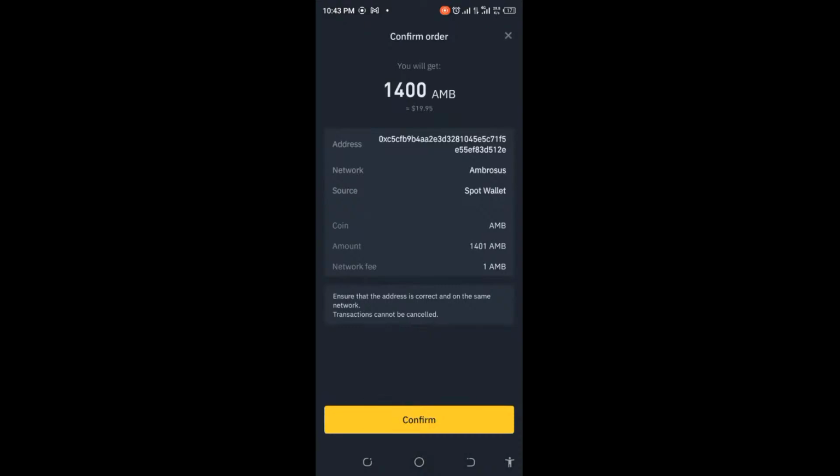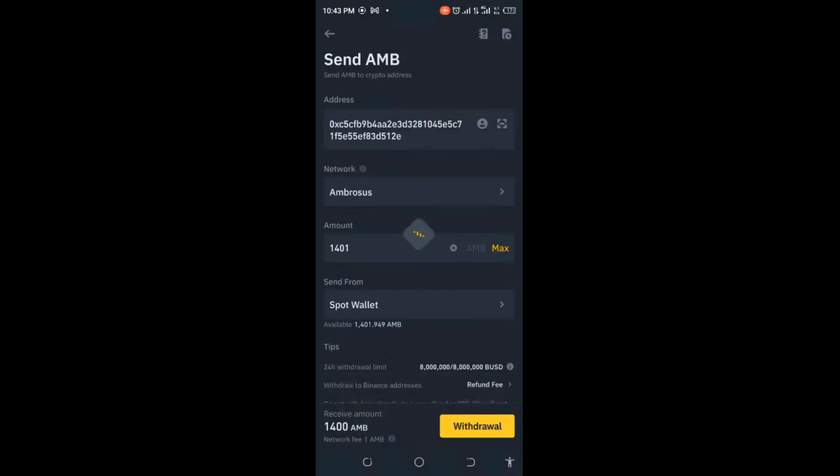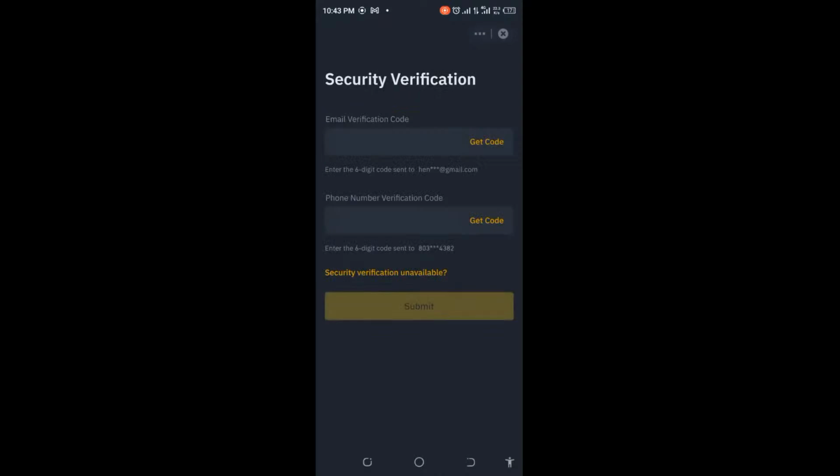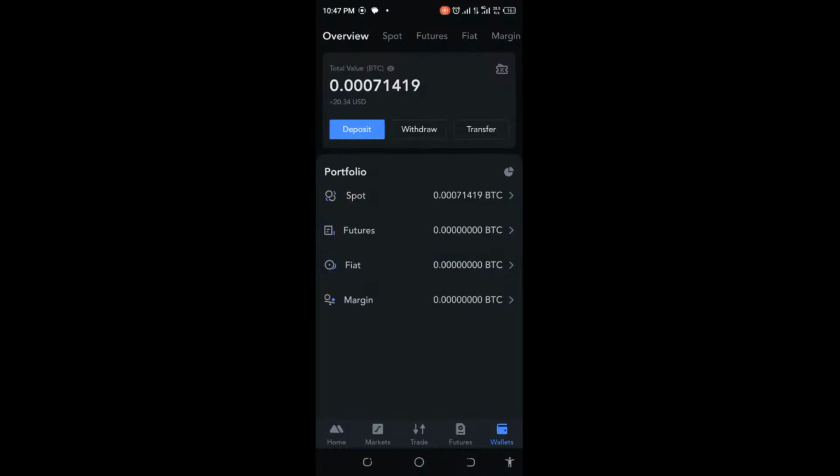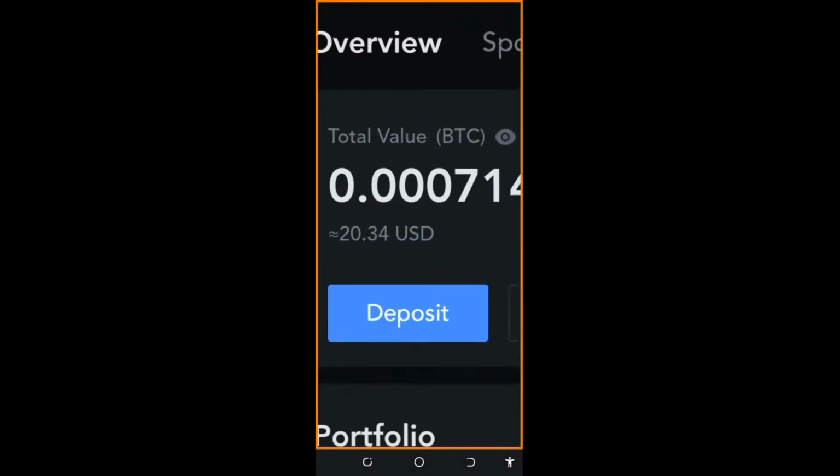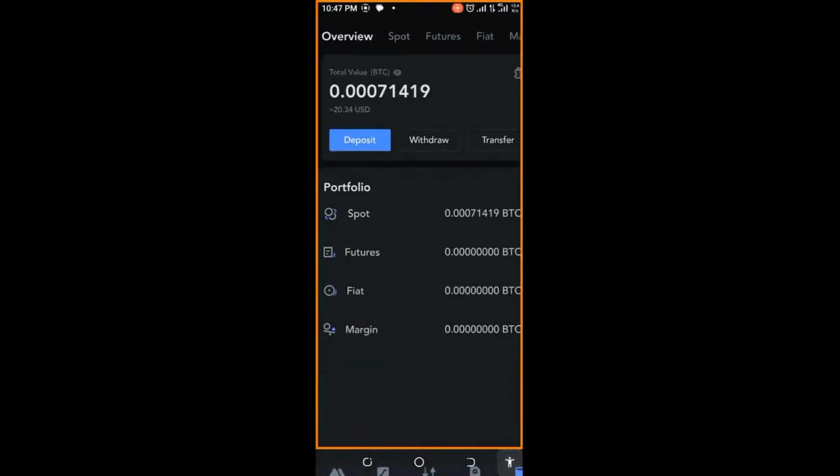I like to take a lot of screenshots. It's very important for analysis. Let's wait and see what it's going to tell us now. Definitely we're going to have to do our verifications, but before it comes up, let's just see what it tells us. Okay, I'll be back after I do my verifications. Okay, it looks like it has arrived. As you can see here, 20.34 USD.